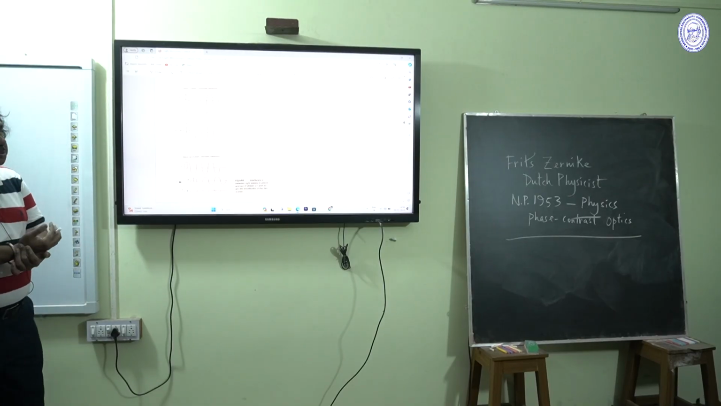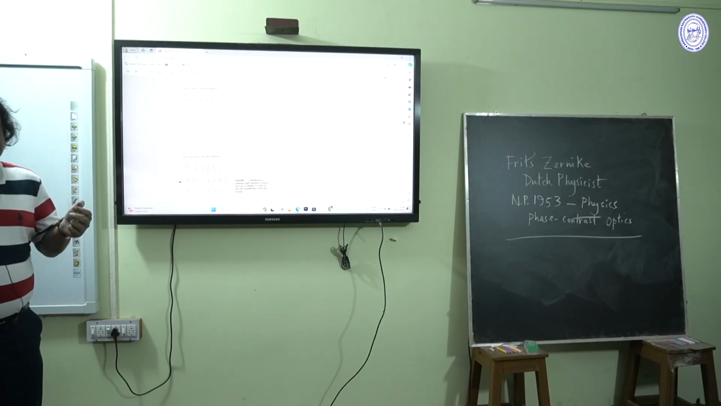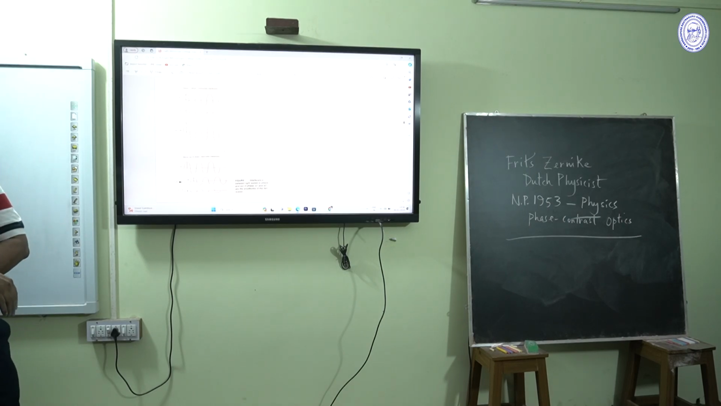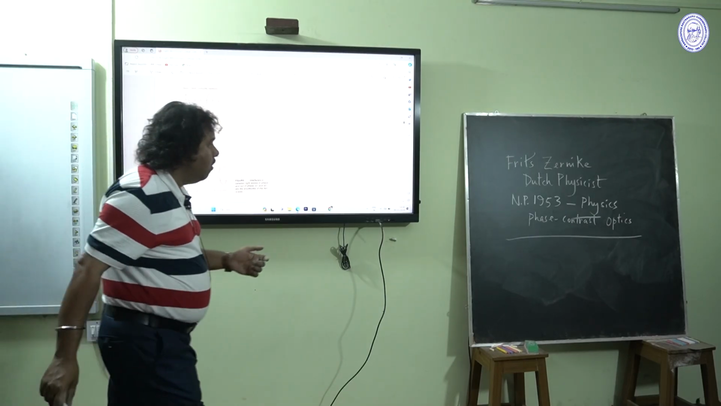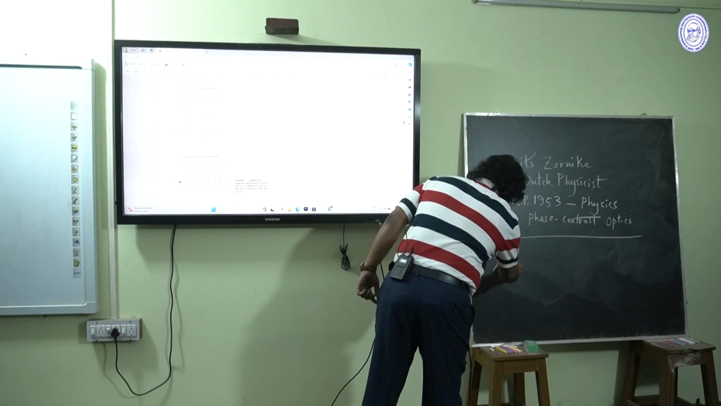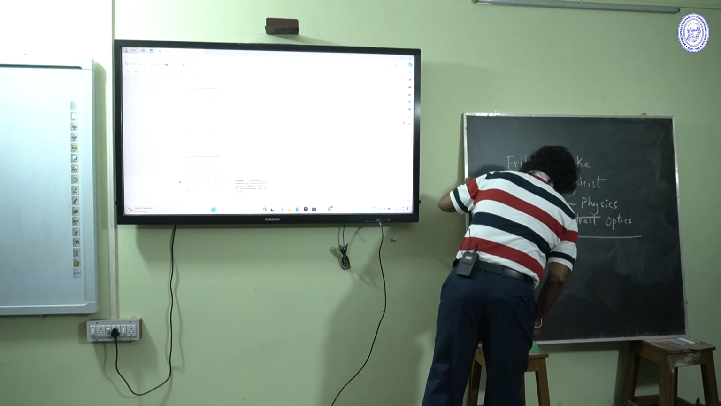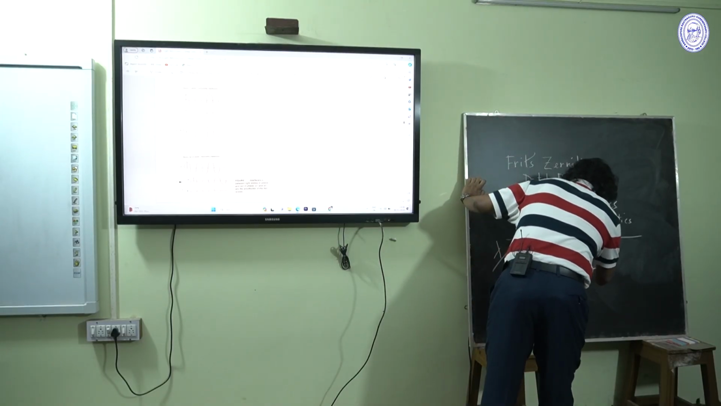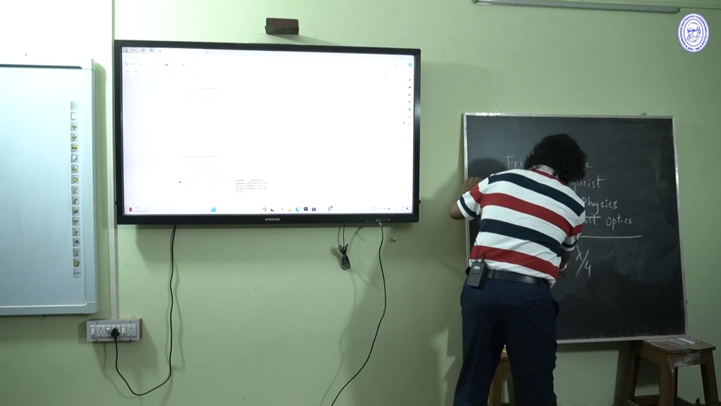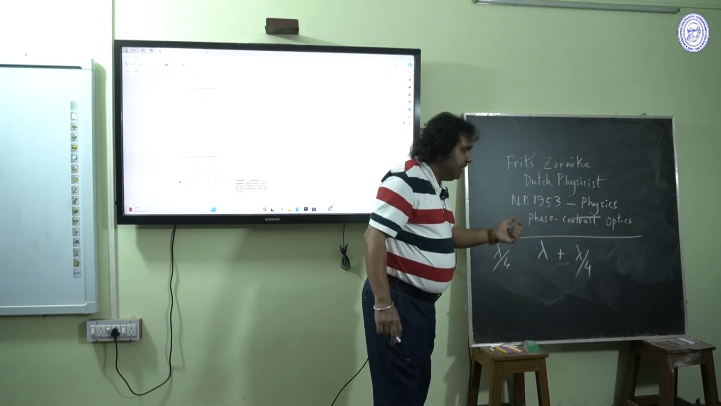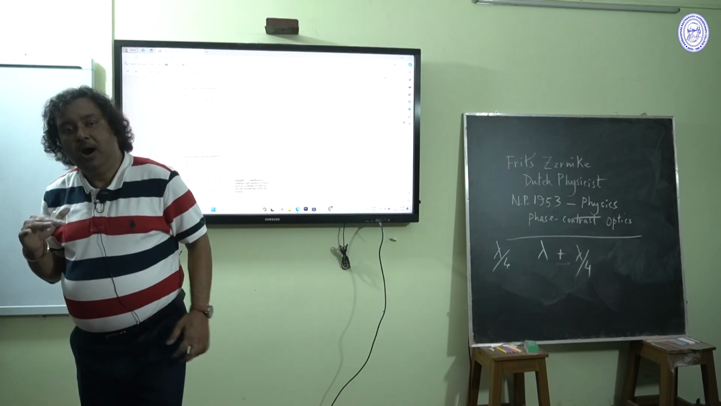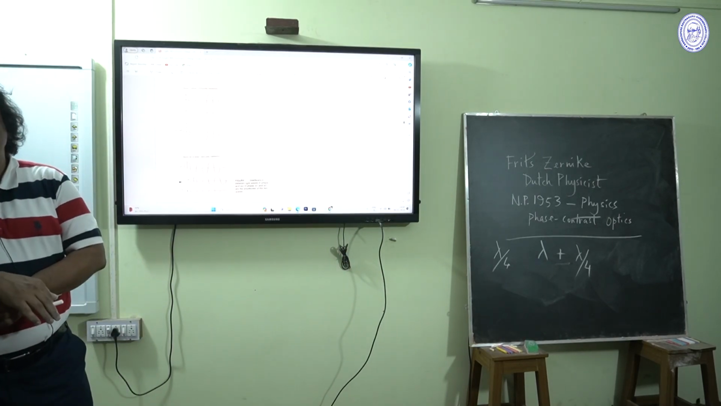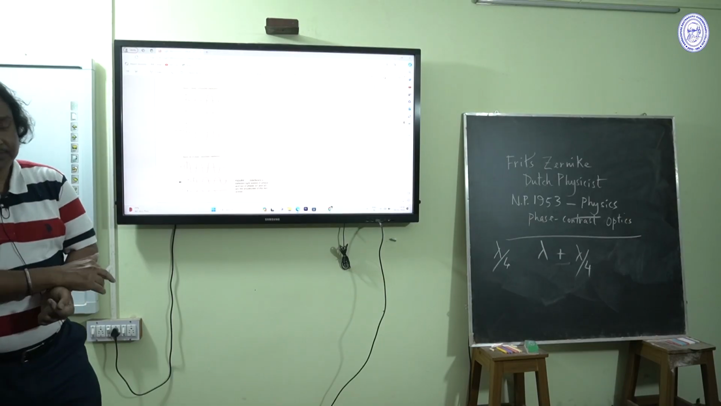In the phase contrast microscope, what is done? The biological material is able to retard the wavelength of light by lambda by 4. Suppose the wavelength of light is lambda. That may be retarded by the biological sample by lambda by 4. And this change is not perceptible to our human eyes. So we are not able to see the difference.